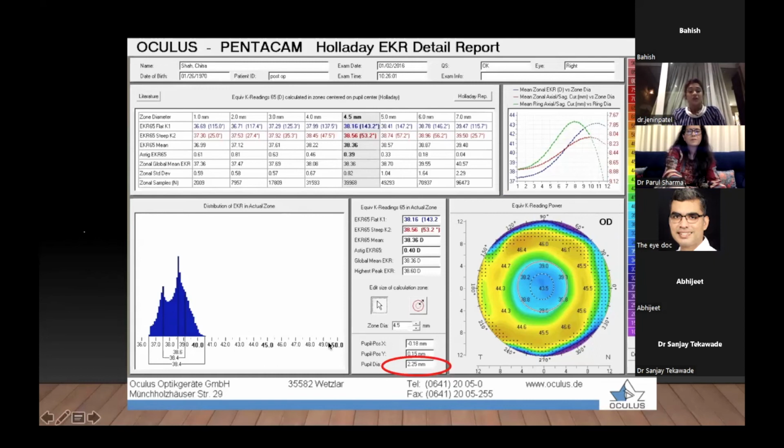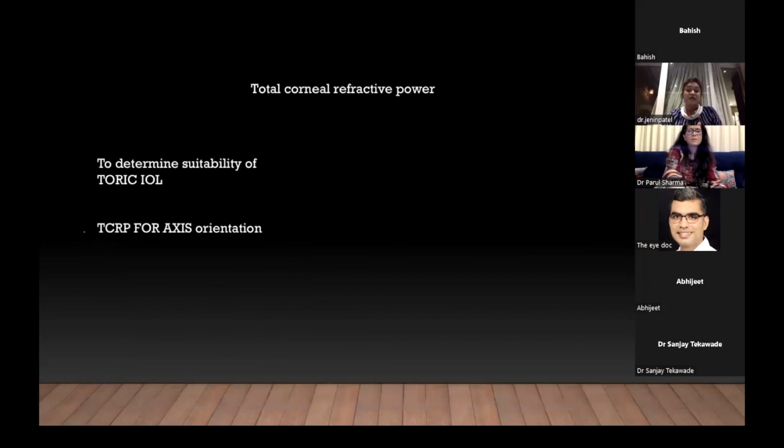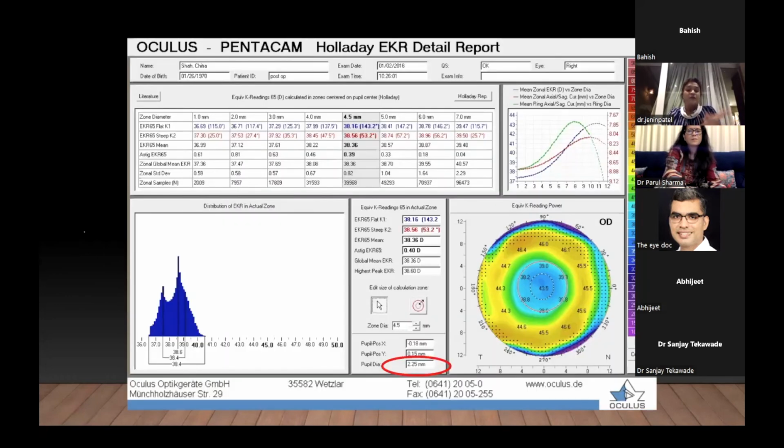This is a histogram of the value distribution that you see over the 4.5 millimeter. If you choose a 2 millimeter, you will get the distribution over 2 millimeter. If you choose a 3 millimeter, you will get it over 3 millimeter. So depending on your patient's pupil size, you could choose these values and get the histogram display that is seen. What this tells us is, if you have a bimodal peak like this, that means the patient is not having a point focus.